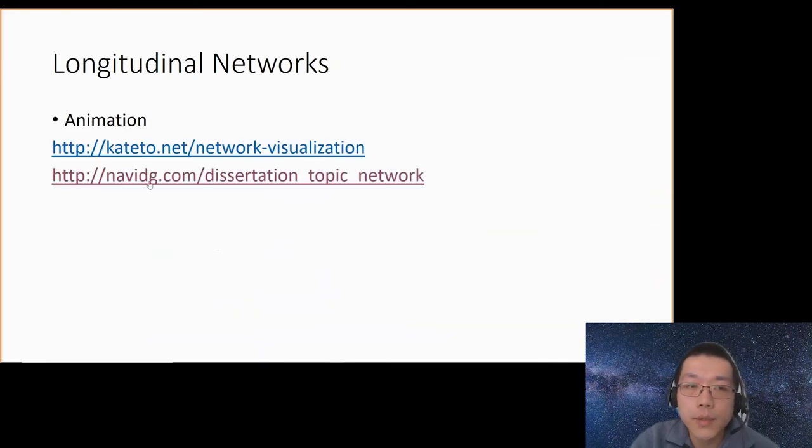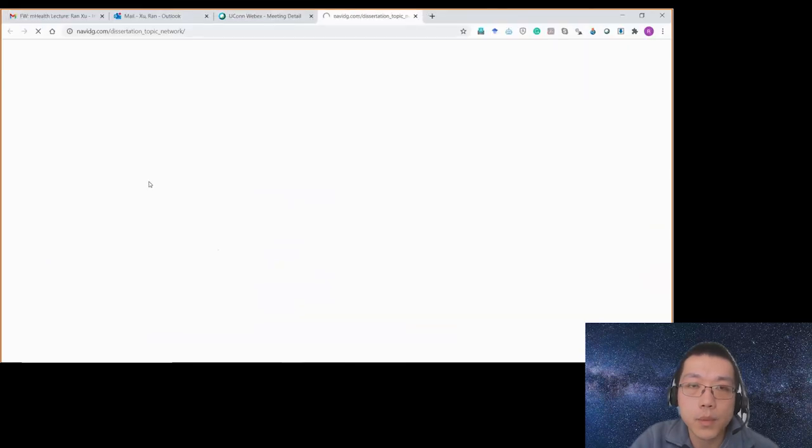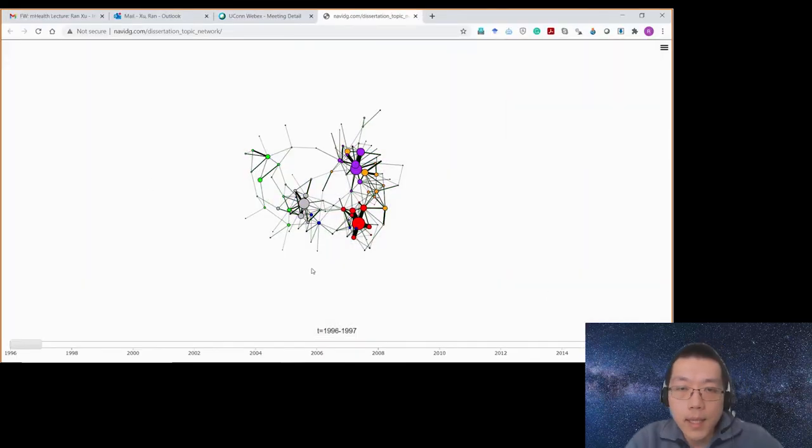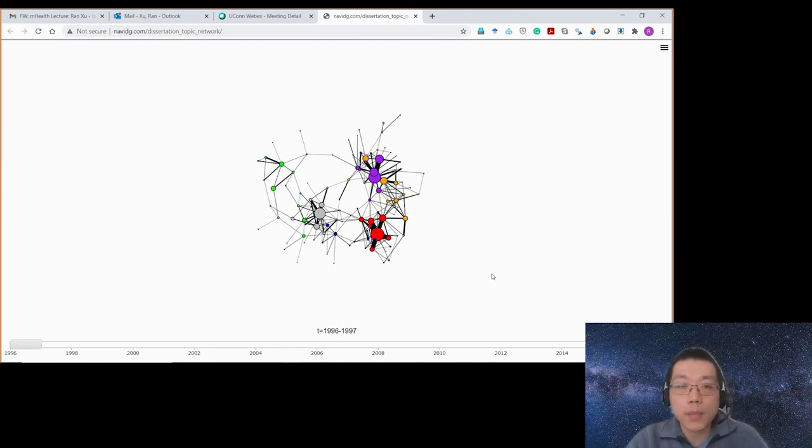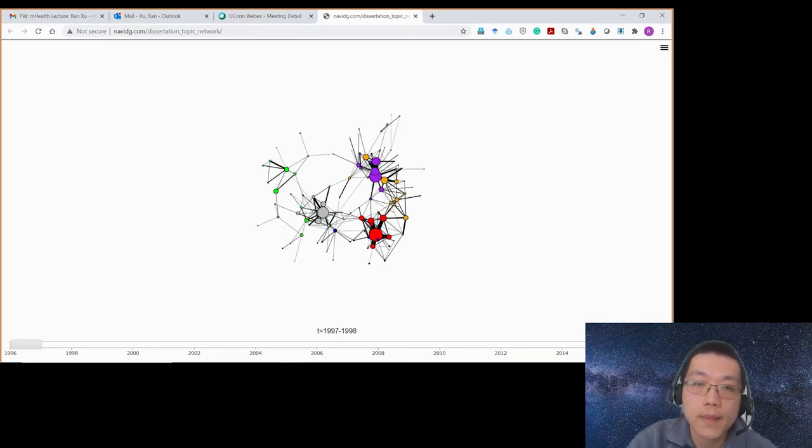Or you can consider doing an animation, as in one of the examples that I did. Here I show a topic network, called the crane network, where each node represents a topic, and the link between two nodes represents that they have appeared in the same publication. So basically here we can look at the interdisciplinarity of the whole science and how that advanced over time.